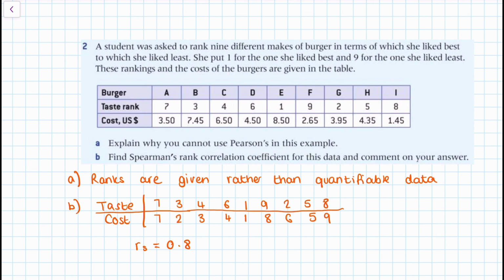When we work out the Pearson's, you get a value of 0.8, and then we can say that is a strong positive correlation. So we comment on it just like we do with Pearson's. And that is Spearman's rank correlation coefficient.